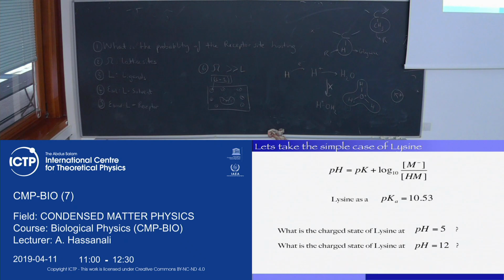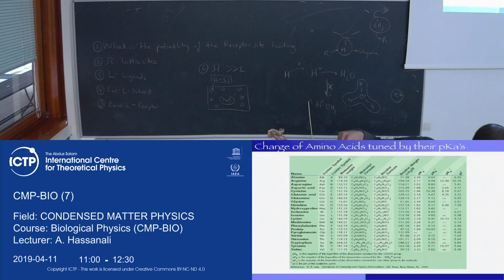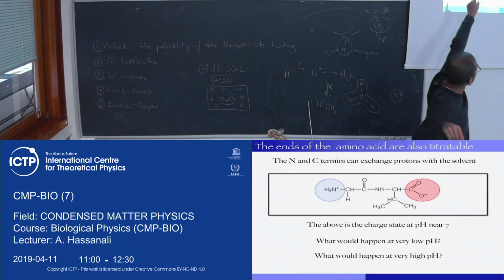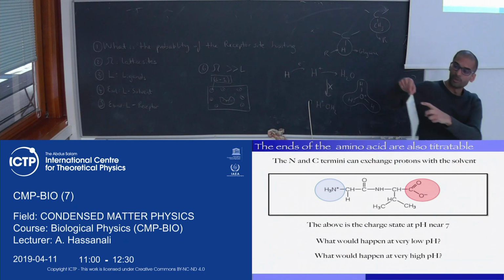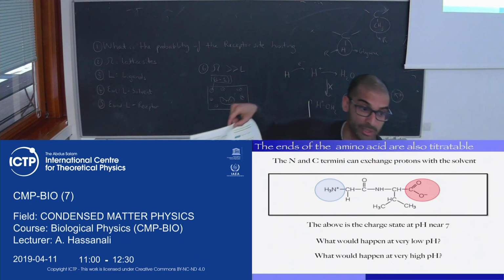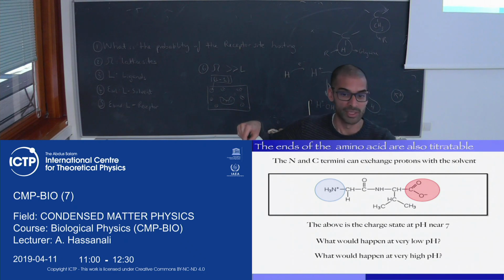Now, you'll see that in this one here, there are 3 columns: pKa of the C terminus, pKa of the N terminus, and pKa of the side chain. So all amino acids have the C and the N terminus. This guy, the blue circle and the red circle. But if you look at the side chain, not all of them have it, because not all amino acids have titratable side chains.